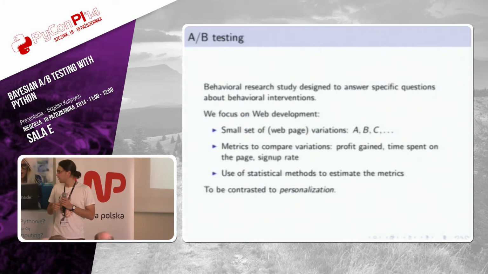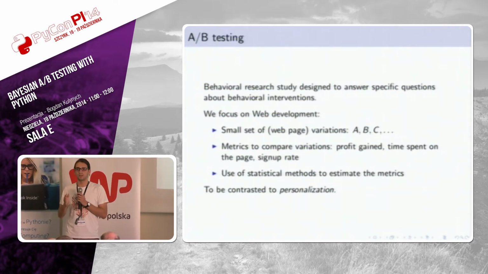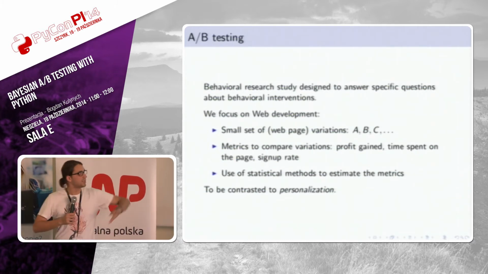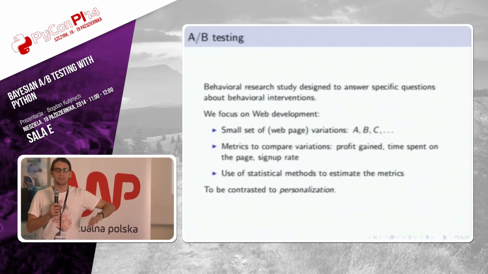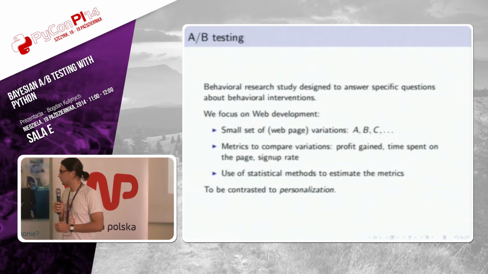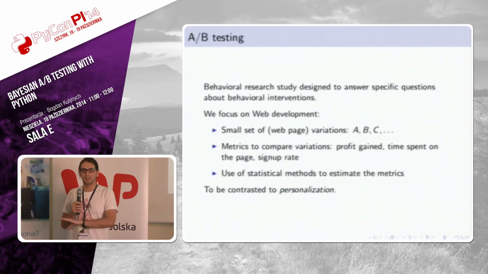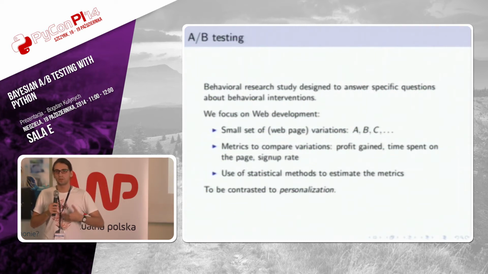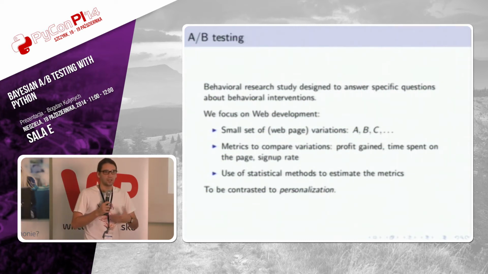So first, this is kind of a completely different approach from personalization. A/B testing is not personalization, it's like generalization. For personalization, you want to fit to every user separately, and with A/B testing, you want to find an approach that works for everyone at the same time. So they're quite orthogonal.